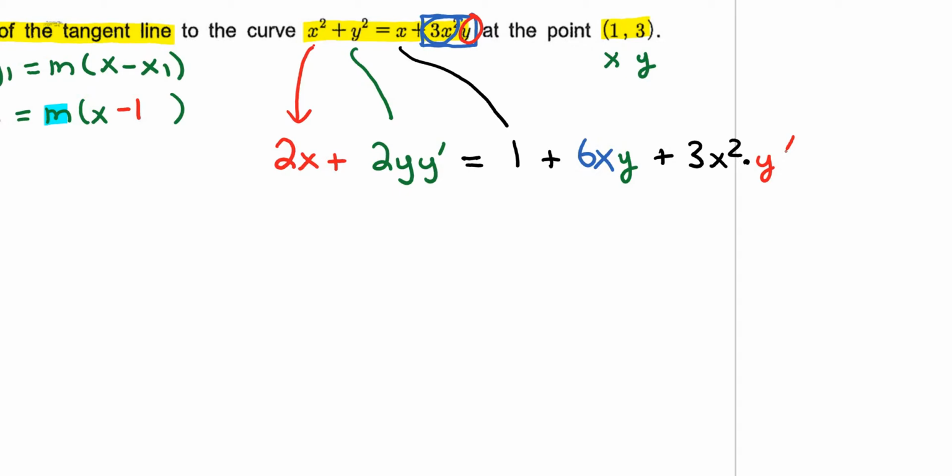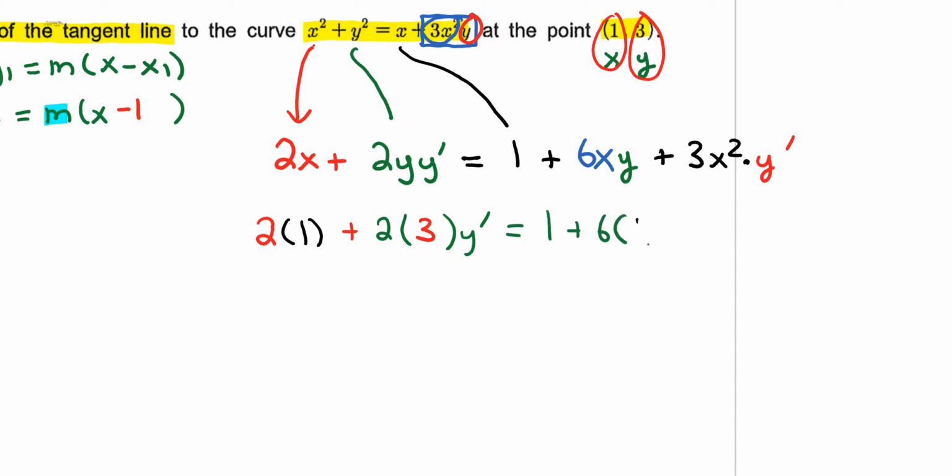Okay, so once we've done that, I will now substitute the values of x and y into my equation so that I can find y prime. So my next line would be 2 times, well, x has a value of 1, plus 2 times y, and y has a value of 3, times y prime, equals 1 plus 6 times, well, x has a value of 1 and y has a value of 3, and then plus 3 times x squared, well, x squared is just 1 squared, times y prime.